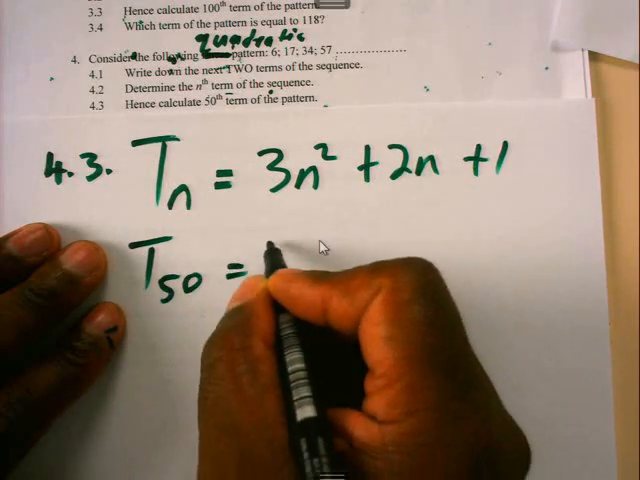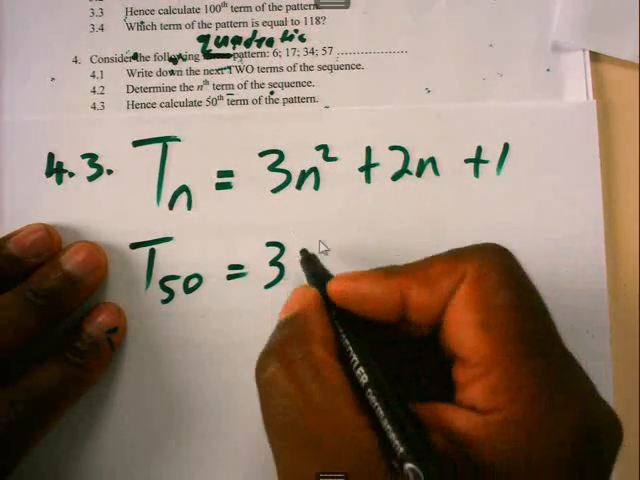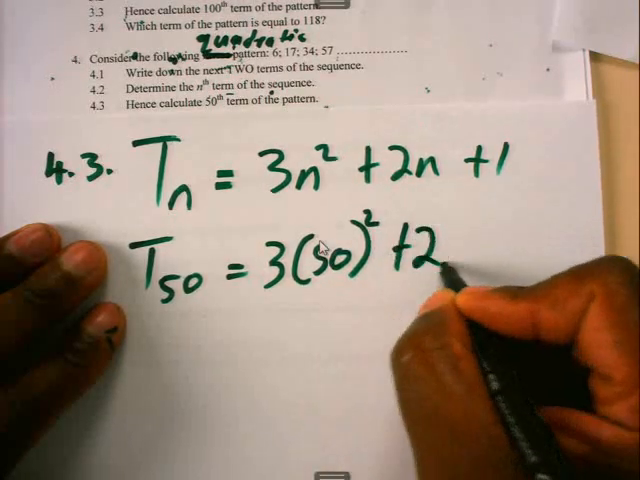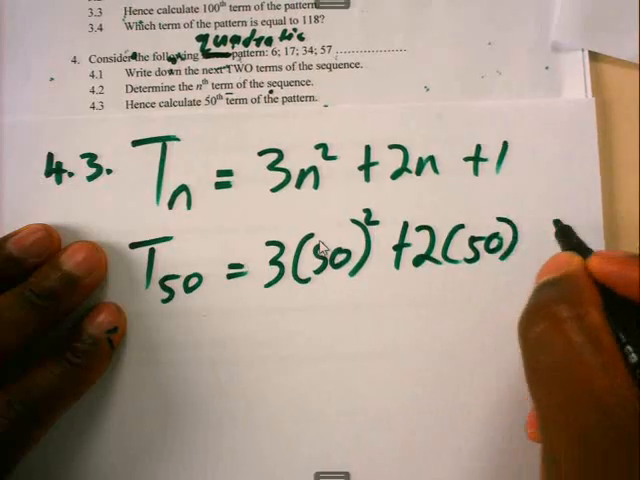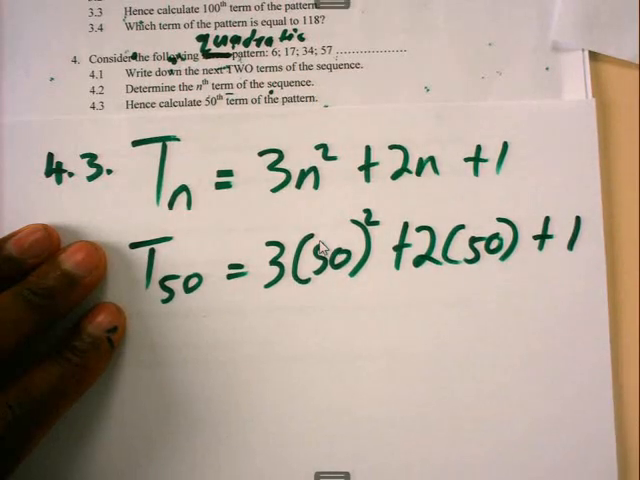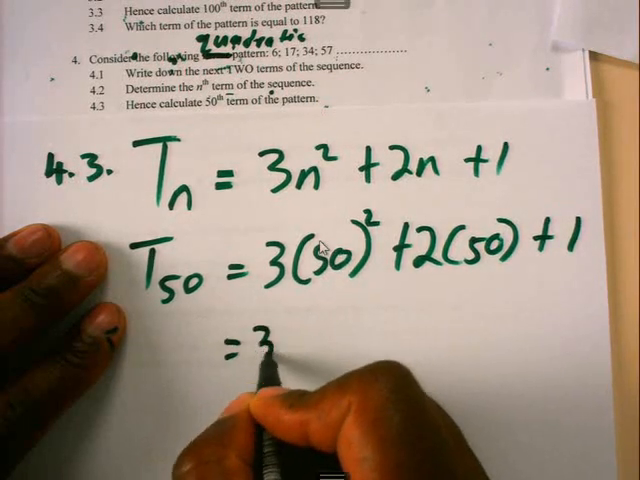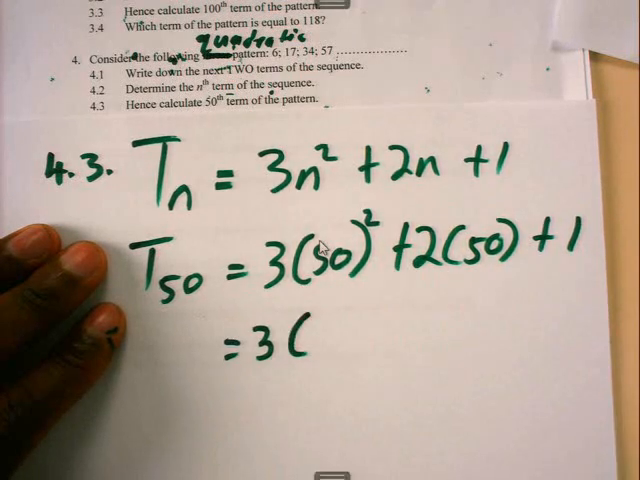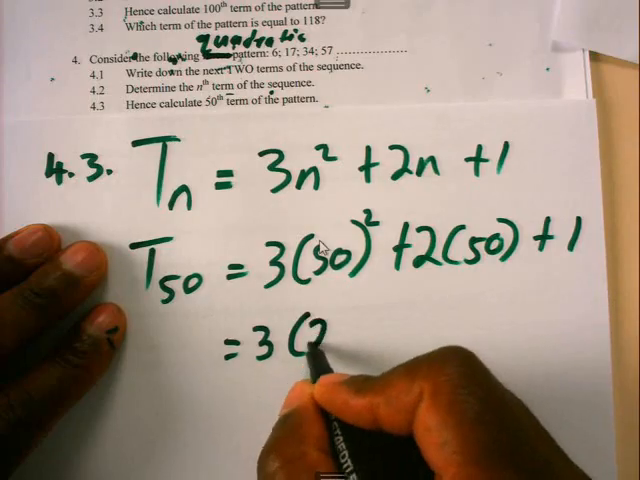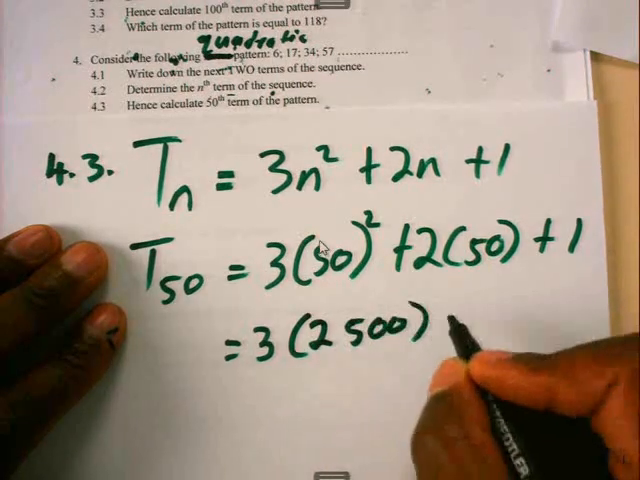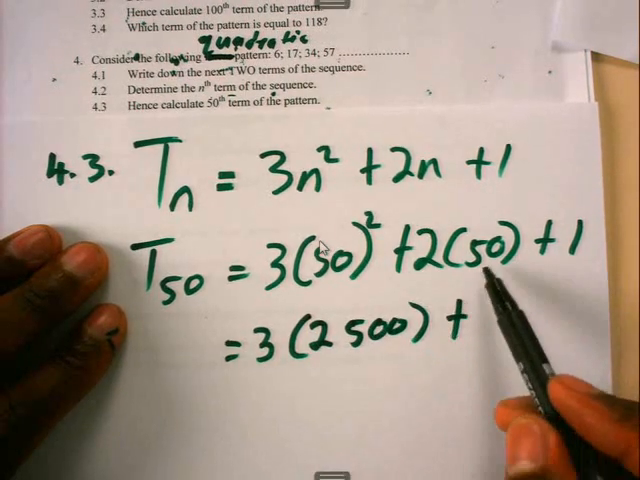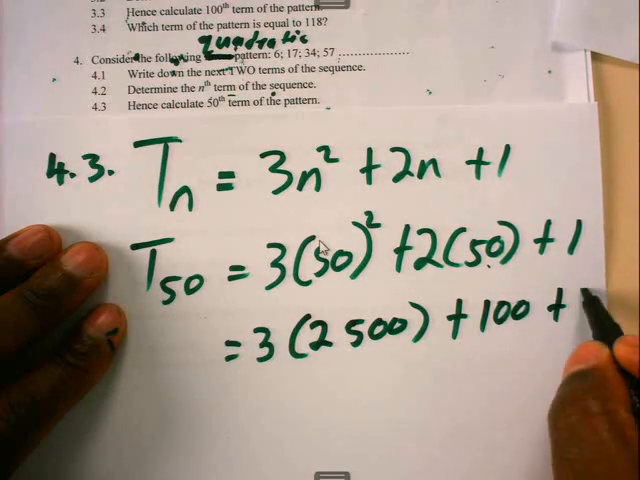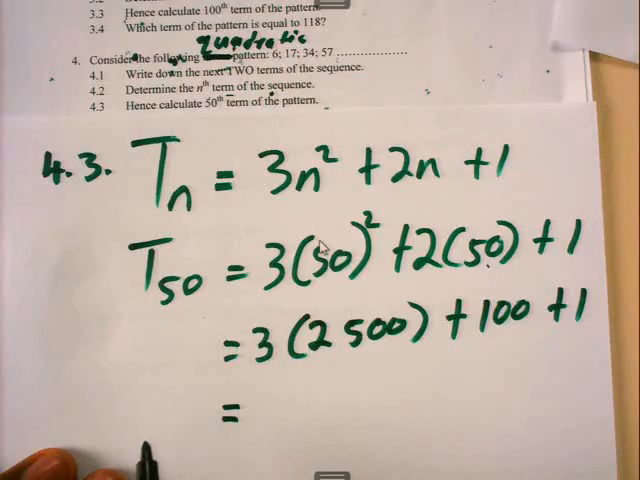T50, 3, you substitute n by 50. 50 squared plus 2 multiplied by 50 plus 1. Let's work it out. Let's simplify. 3. Then you say 50, you square it with the aid of a calculator. I think it's 2,500 plus 2 multiplied by 50 gives you 100. Then you add 1. Let's multiply here.